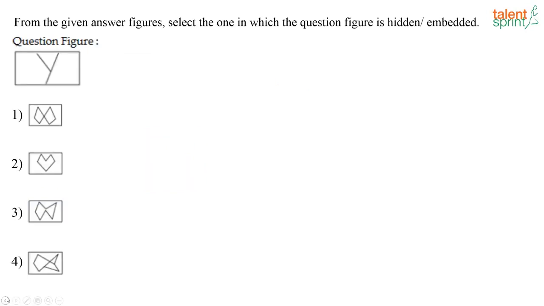From the answer figure, select the one in which the question figure is hidden or embedded. So this shape should be there in the question figure. Answer is option 1. You can't understand these questions. See, this is a shape that they have given. Now you have to check in which of these options this shape is embedded. Is this Y shape embedded in this option? No, it's not there, right?